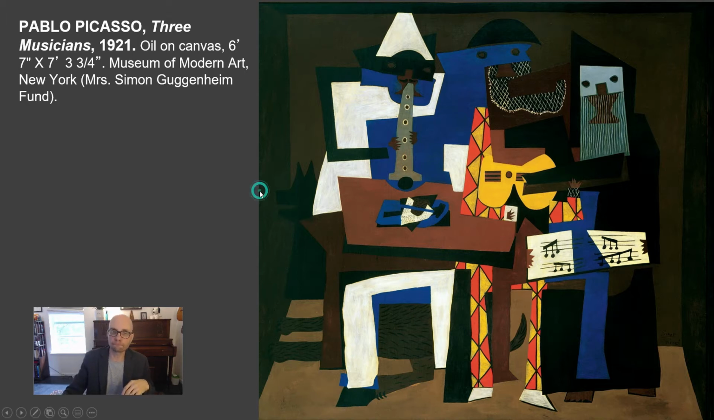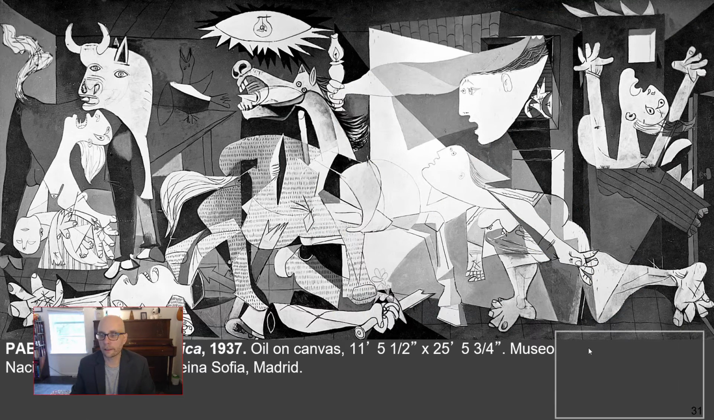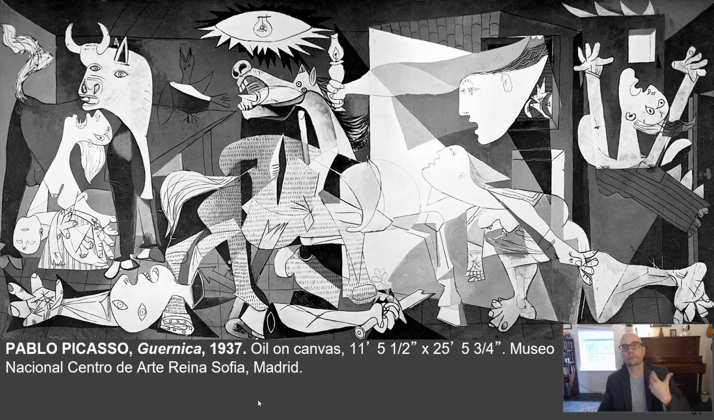But later on, he did a work called Guernica, which is very, very late. This is 1937, and this work is heavily cubist, long after really Cubism's heyday.